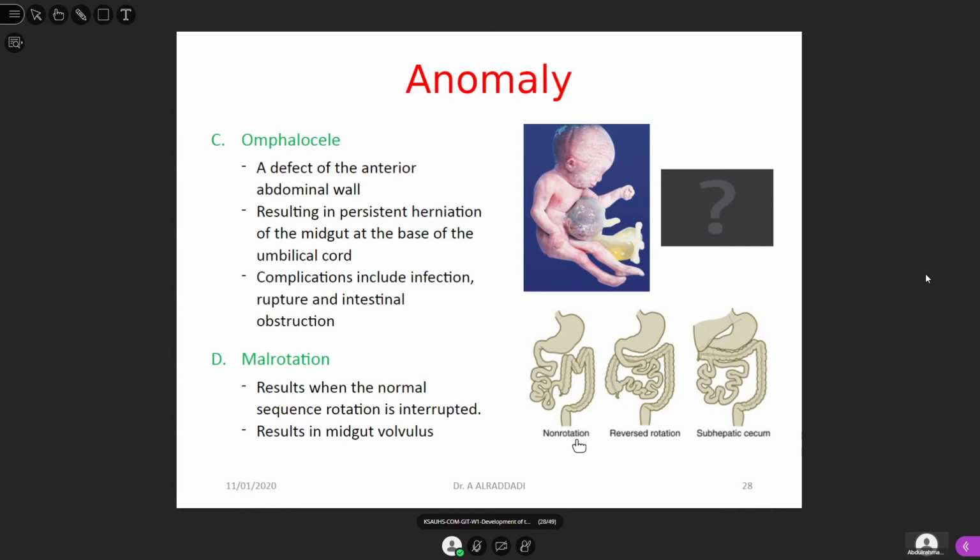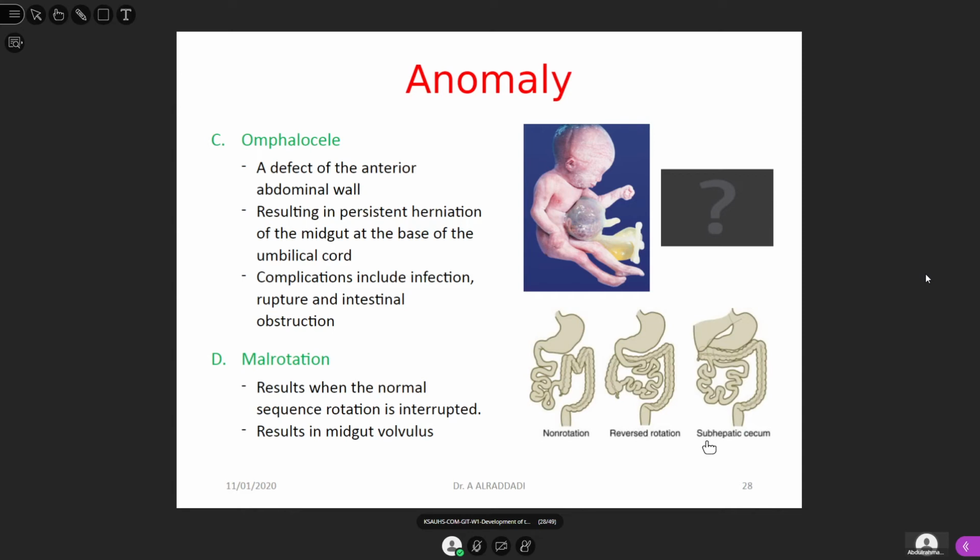We have non-rotation, so the small and large intestine will align next to each other. The small intestine will be on the right side, and the large intestine will be on the left side. We have reversed rotation, so the duodenum will become superior to the transverse colon.